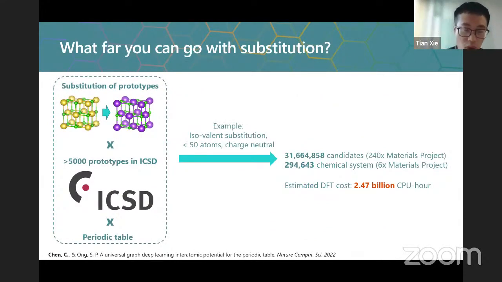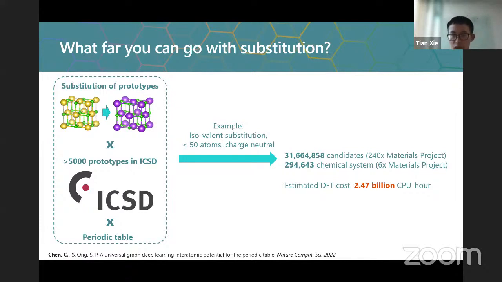This is work done by one of our colleagues, Chi Chen, who is also at Microsoft right now. The idea is to take the existing structures of around 5,000 seed materials from ICSD, and then do isovalent substitution to keep the system charge neutral, from which you get around 32 million candidates. That is maybe around 240 times bigger than Materials Project, one of the most popular open materials platforms out there.